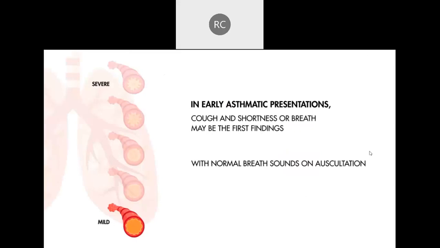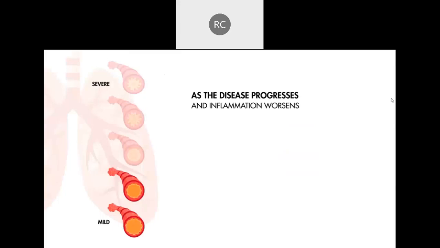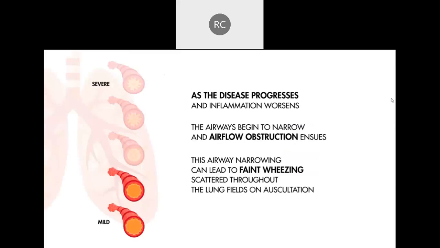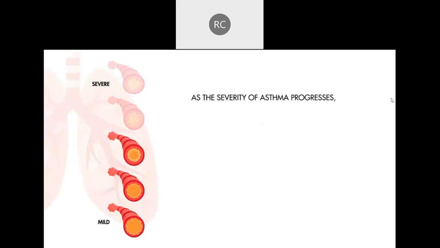Early asthmatic coughing and shortness of breath may be the first findings. I think it's in a way here. Inflammation obviously worsens as it progresses. The airway begins to narrow. Airflow obstructions ensues. The airway is narrowing, can lead to fainting, wheezing, okay, scattered throughout the lungs, as you can see on the left. As severity of progresses, listen to the sounds.